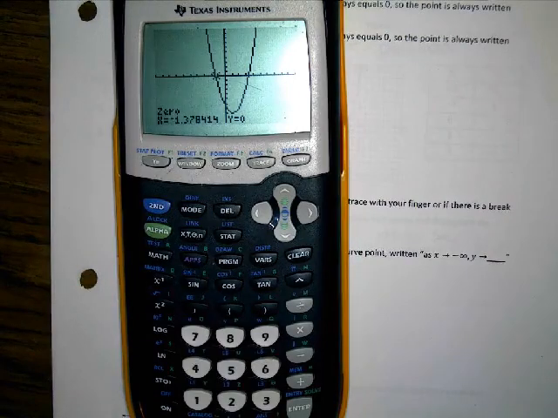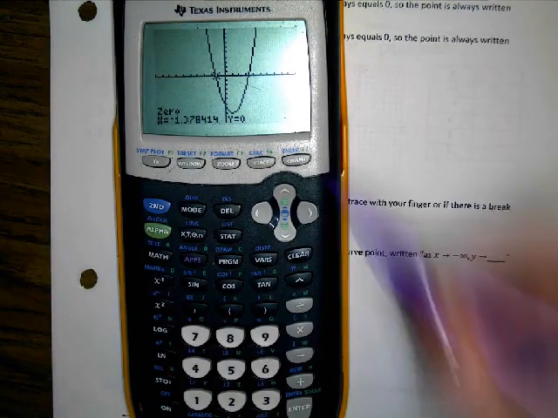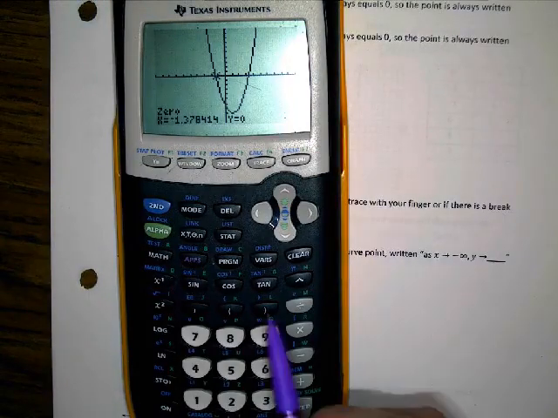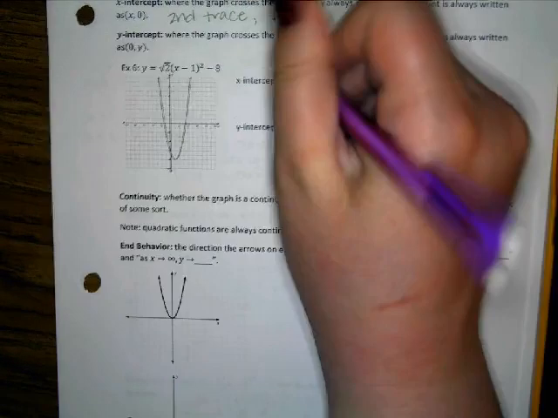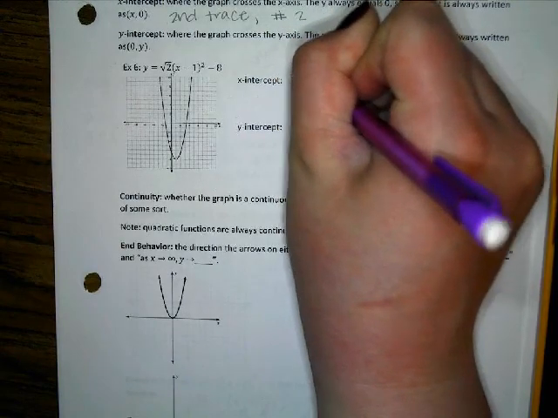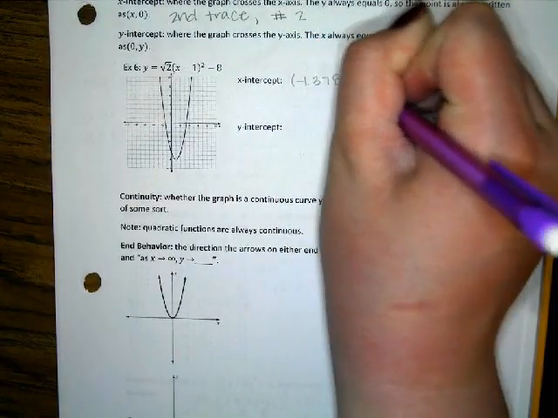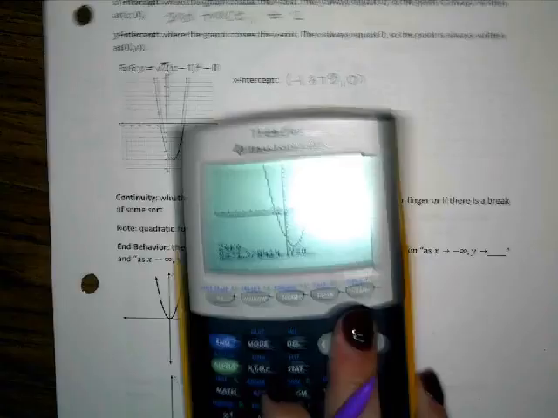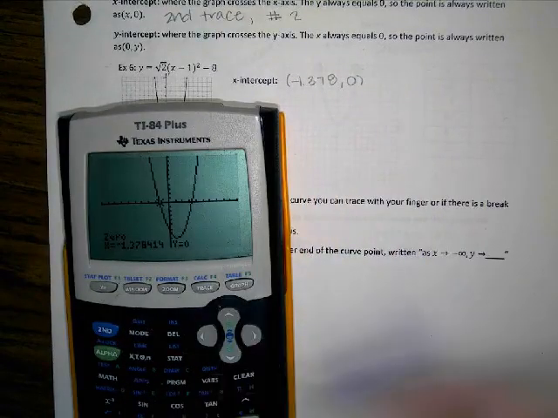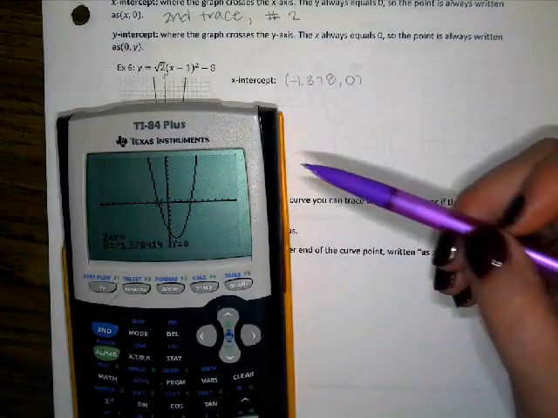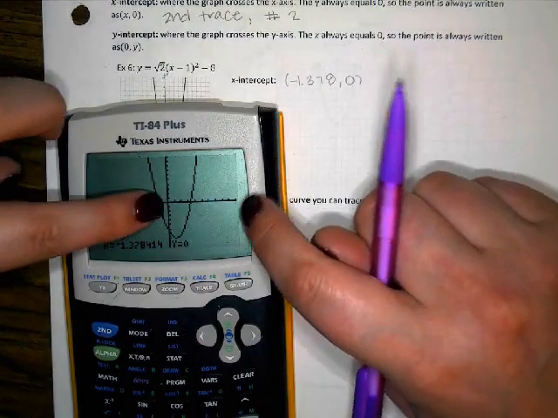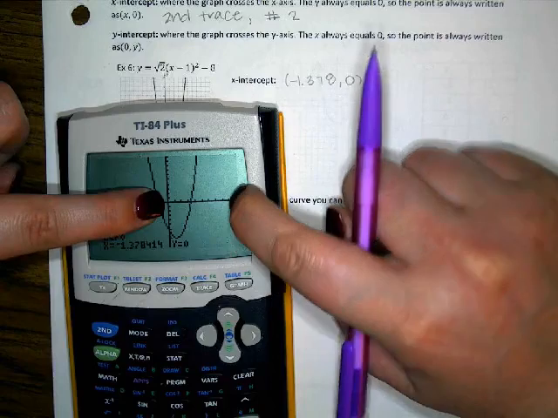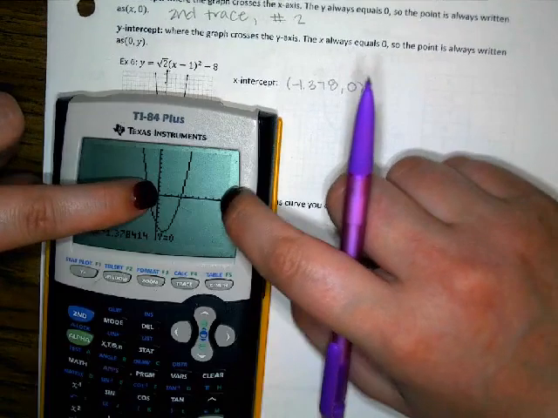So first x-intercept is -1.378. So let's write that one down. -1.378 comma 0, and then let's try to find the other one. The other one is on the right side of the screen. When I'm being lazy, I usually tell my calculator to look between 0 and 10. If I was being more specific, I could tell my calculator to look between 3 and 4. My calculator will give me the right answer regardless.